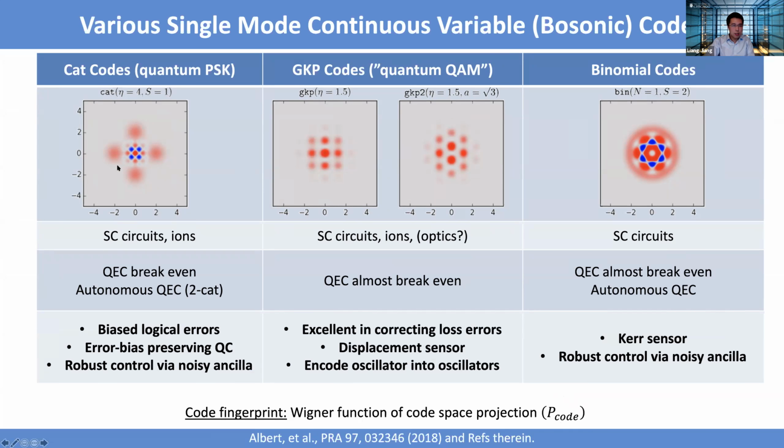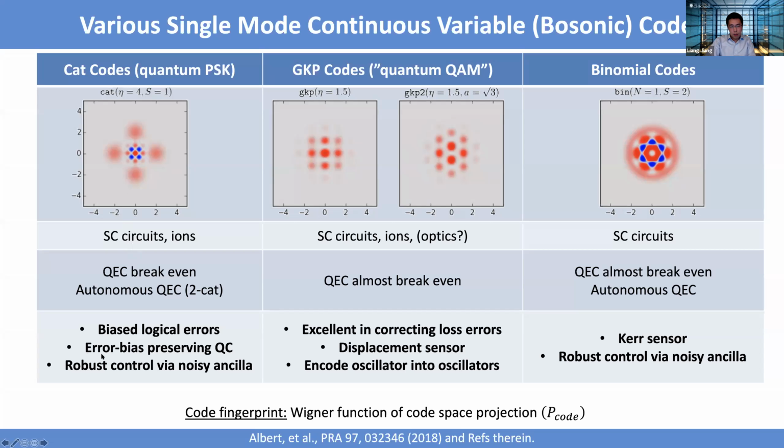So here you see the cat code, and that has recently been demonstrated using, well, not exactly this four-leg cat. There is a recent demonstration using a two-leg cat with superconducting circuits. And there is bias in the errors, which has been observed experimentally. The protection of the cat code can be achieved either using autonomous error correction or using measurement and feedback control. I think one of the highlights for the cat code is the bias of the error.